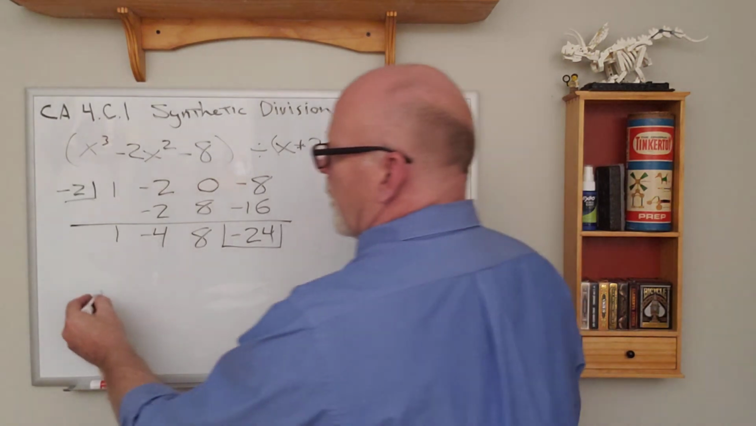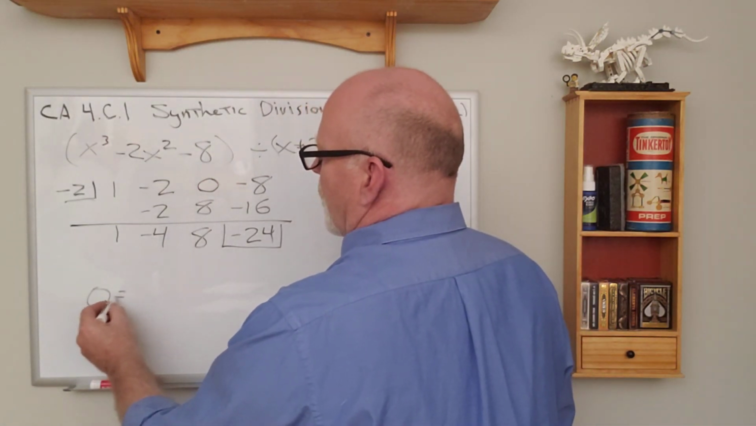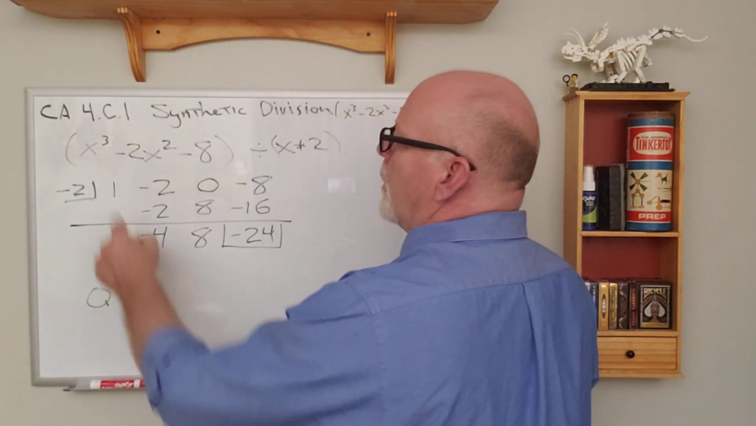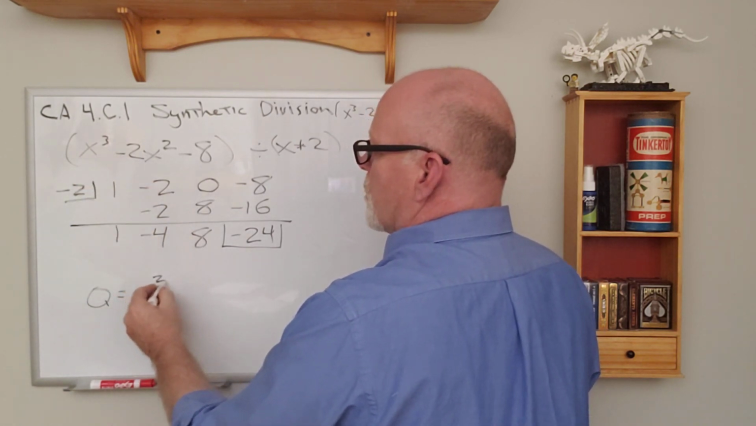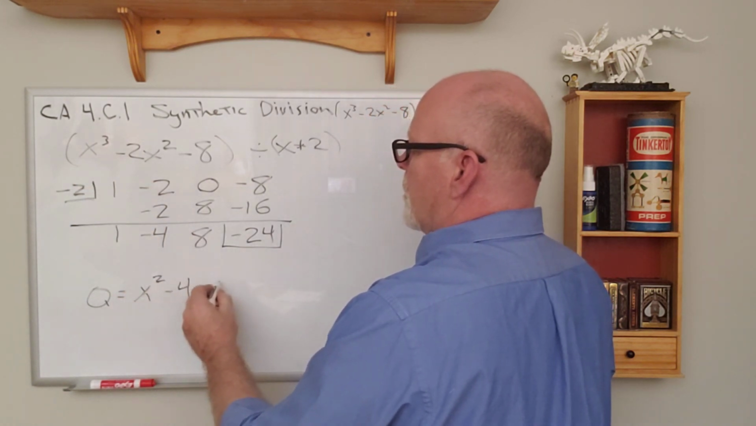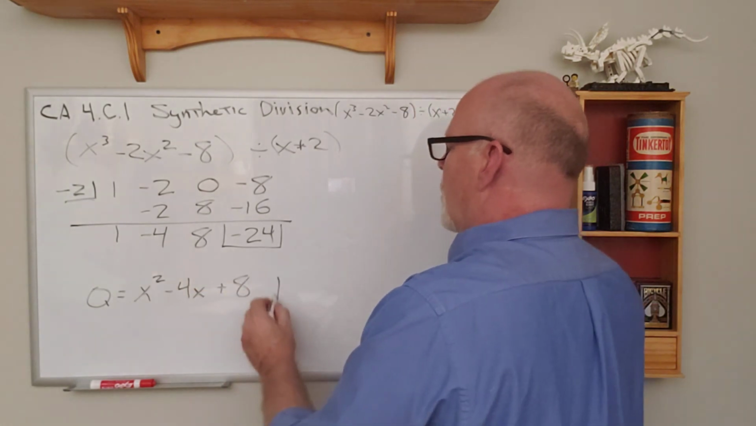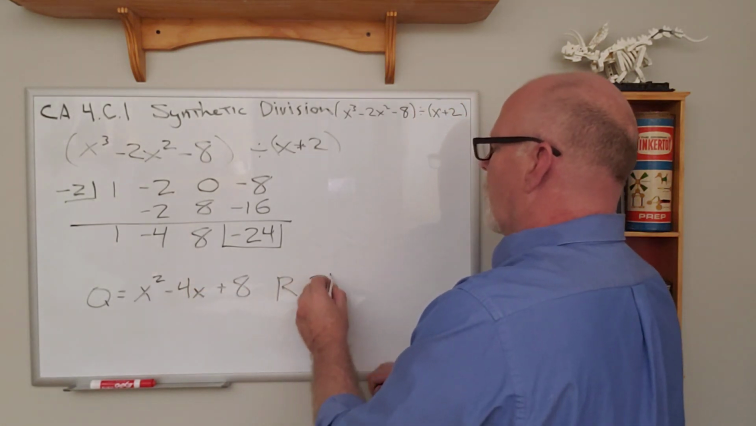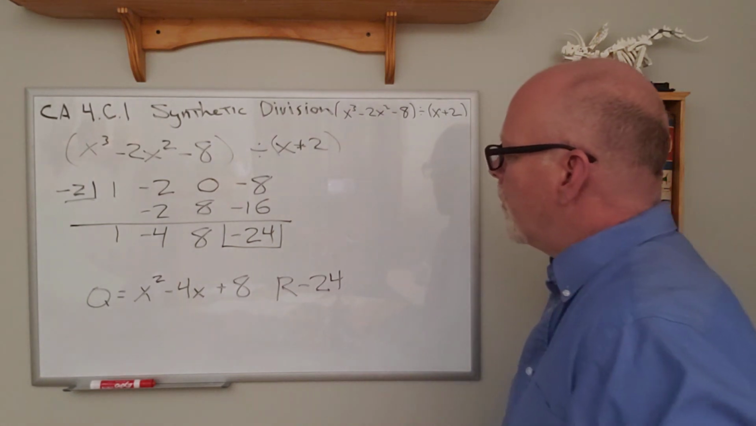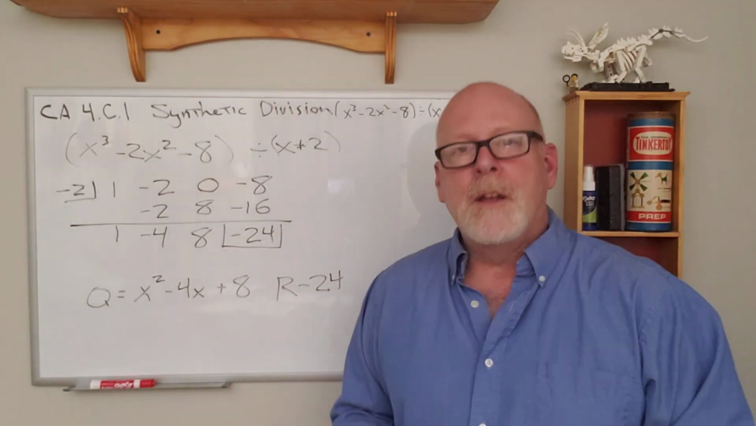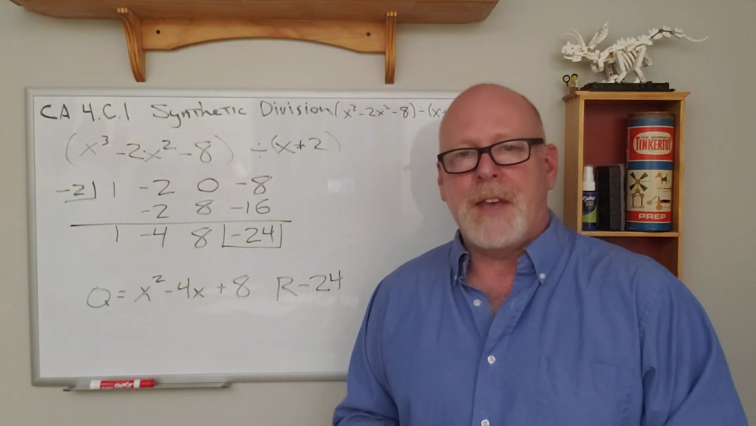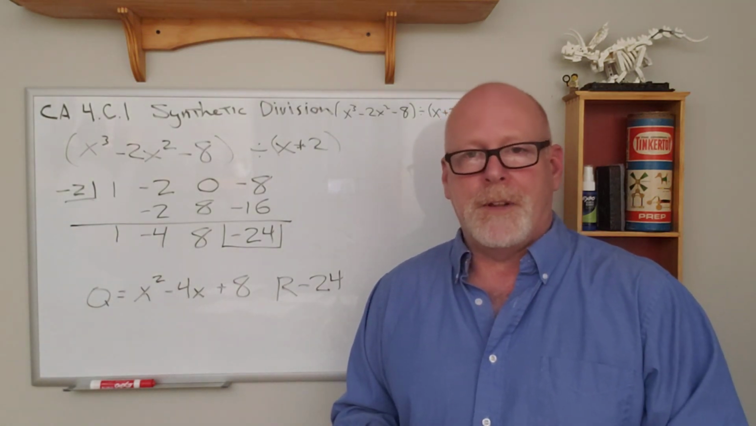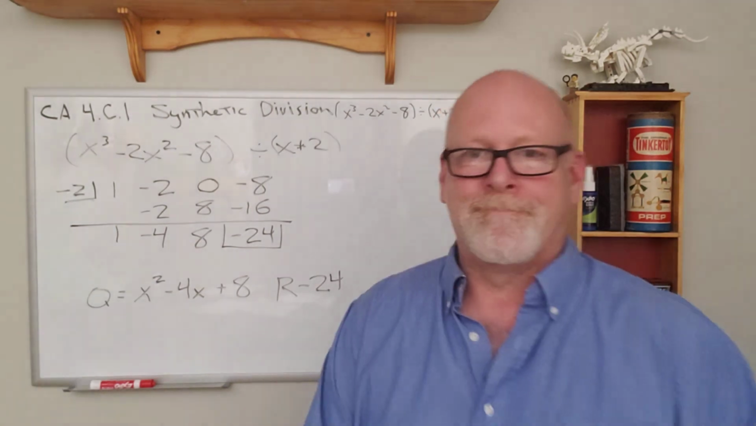And our quotient here, and at this point, that's all we're asking for is the quotient and the remainder. This was x cubed, so this will be x squared. 1x squared minus 4x plus 8 with a remainder of 24, negative 24. Okay, that's the process. We're going to practice it a little more as we look at some of the applications of it, but we'll do that next couple times. Have fun.